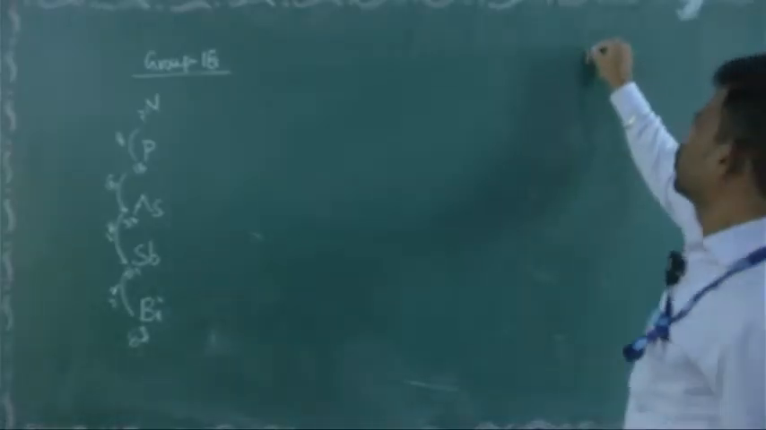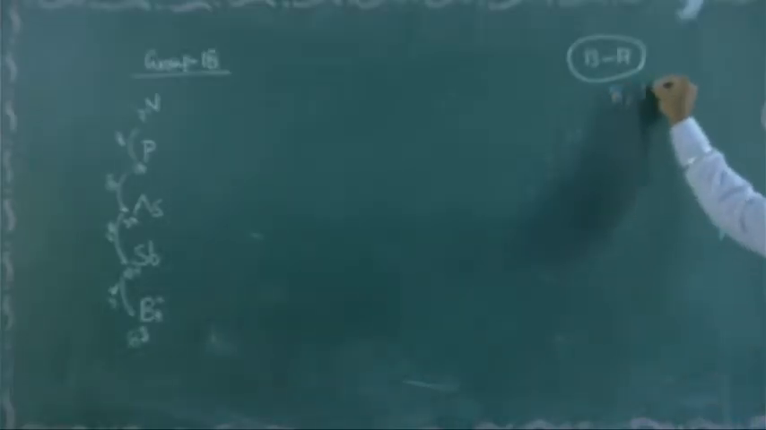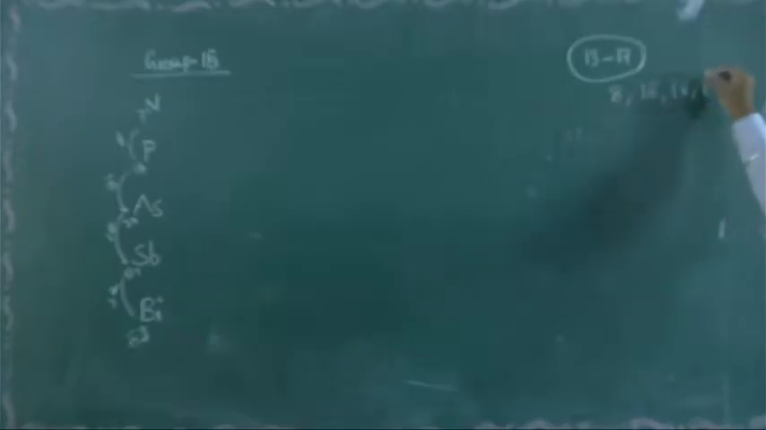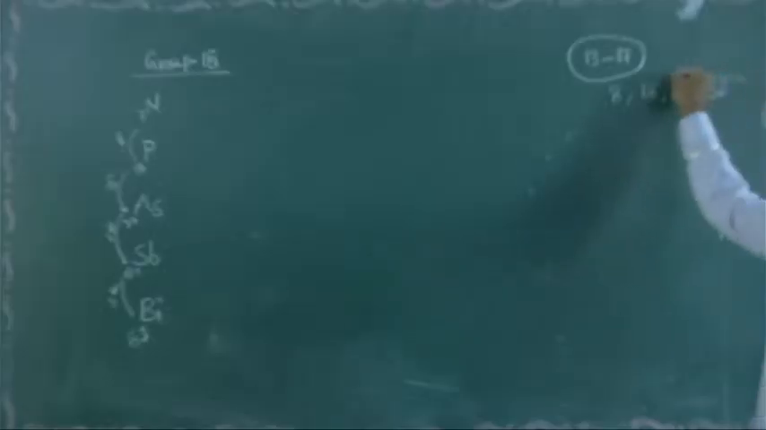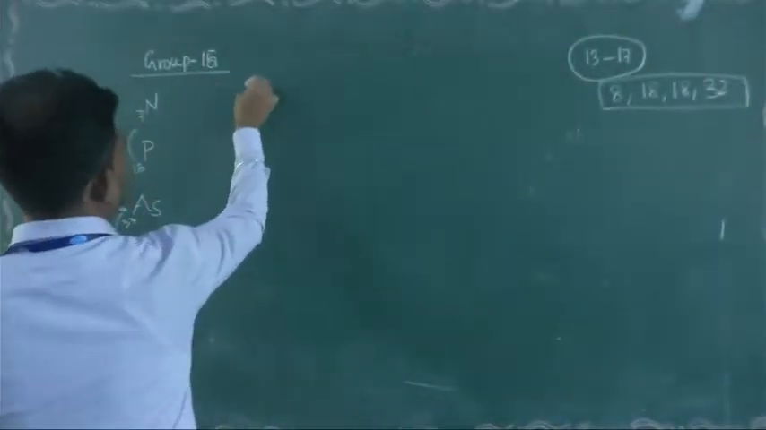What is the magic number? 18. இந்த மேஜிக் நம்பர் எது வரைக்கும் யூஸ் பண்ண சொல்லியிருக்கேன்? குரூப் 13 ல இருந்து 17 வரைக்கும் இந்த மேஜிக் நம்பர் தான், to find out the atomic number. Is it clear? என்ன யூஸ் பண்ணோம்? 8, 18. இது வரைக்கும் யூஸ் பண்ணோம். Please note this. Is it clear? Next, general electronic configuration.